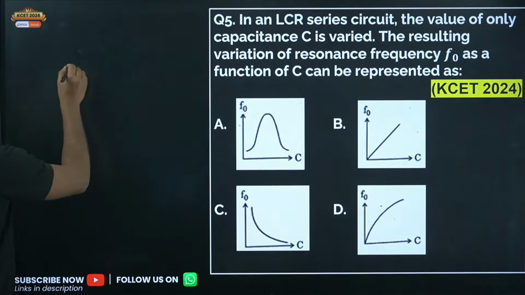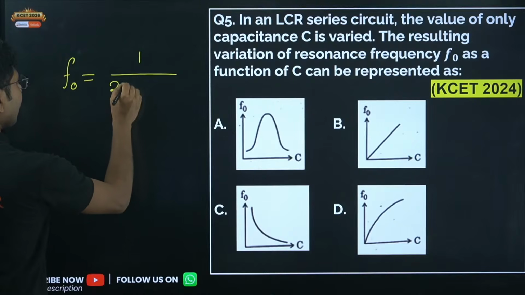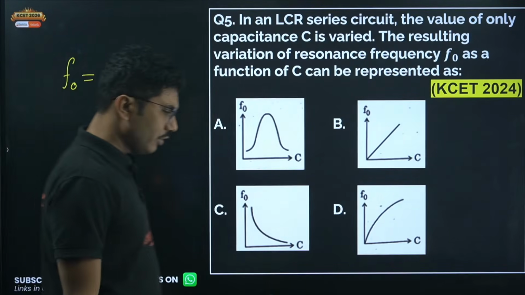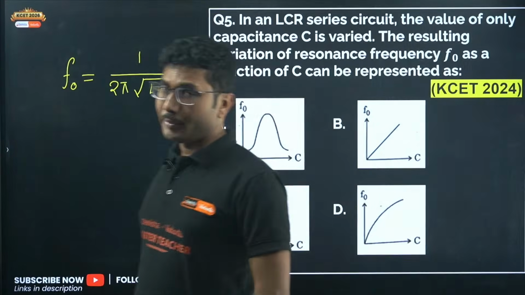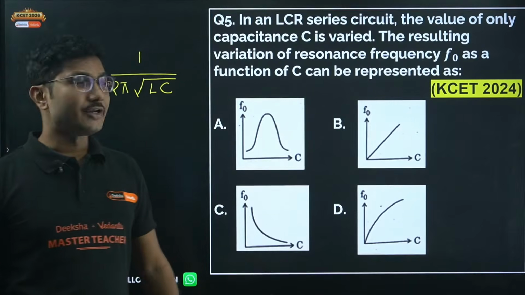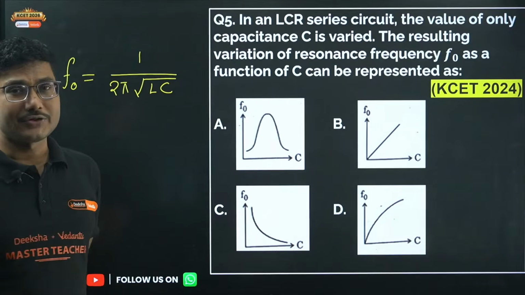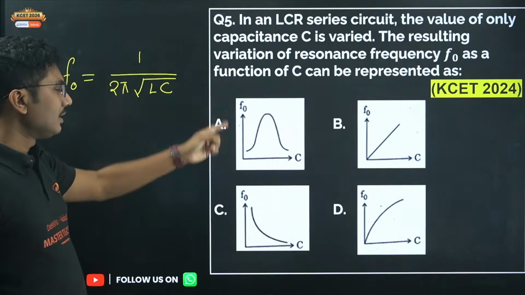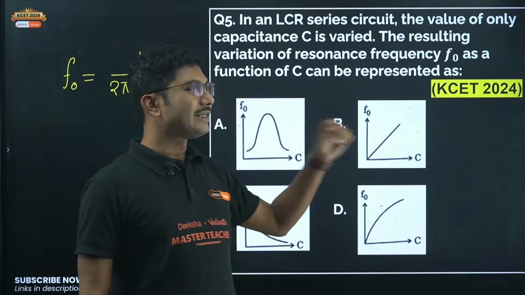Resonance frequency is given by 1 by 2 pi square root of LC. So square root of LC is the variation. Now based on this relation, how can you determine which one will give you a correct relation between F0 and C? Is it a curve like this? Is it a straight line graph? Is it a decreasing graph or an increasing graph?